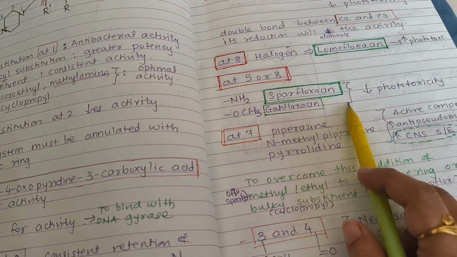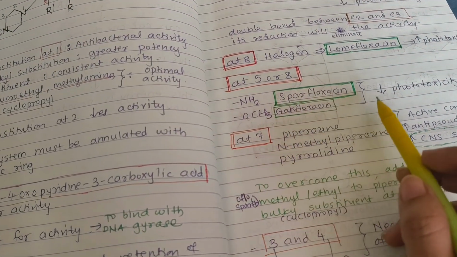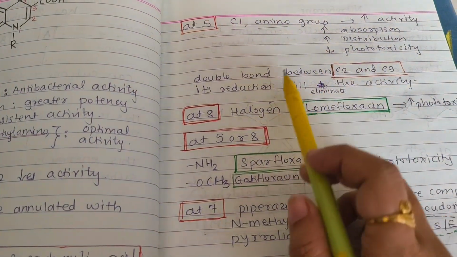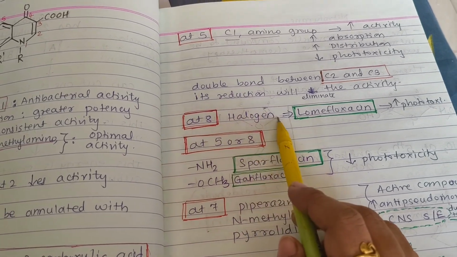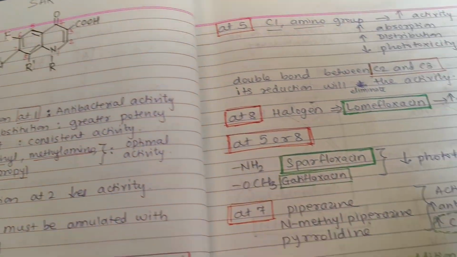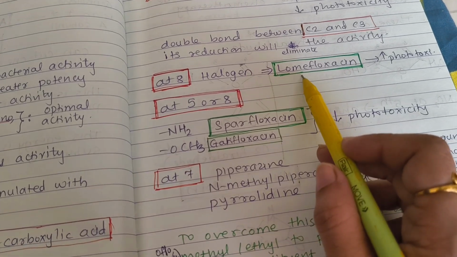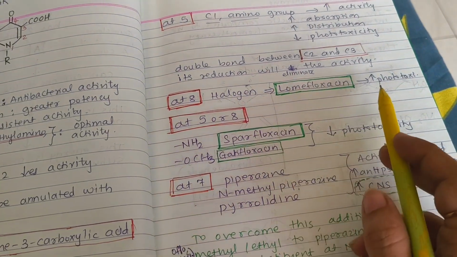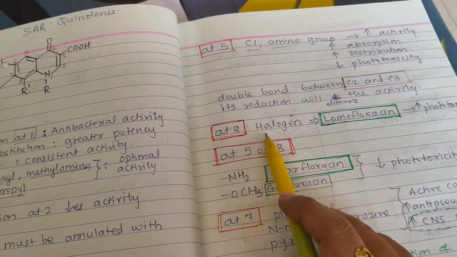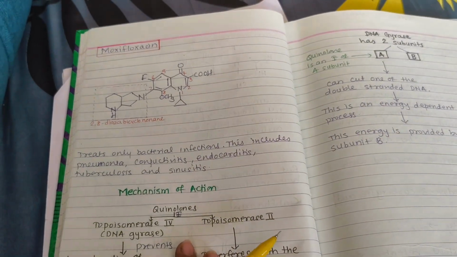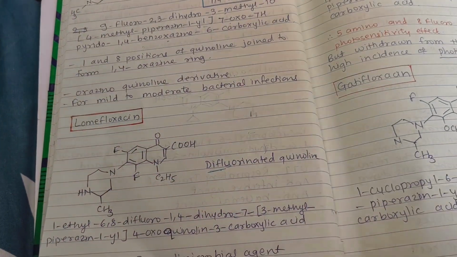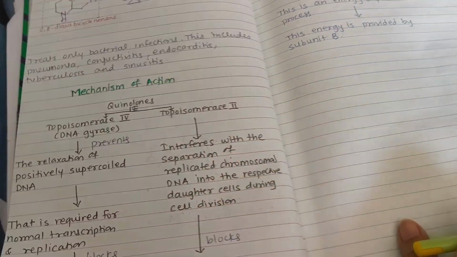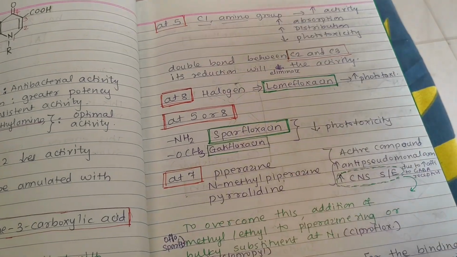Why have these substitutions been done? Because they reduce the phototoxicity. At the 8th position, if a halogen is present, we call that compound lomefloxacin, which increases the phototoxicity. So phototoxicity is increased by substitution at the 8th position. See lomefloxacin, where is lomefloxacin? Here. Phototoxicity increased.